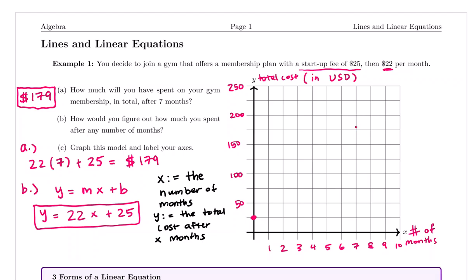So it'd be a little bit more than that. So I'd place it about here. And I can create a line by connecting those two ordered pairs that I've plotted. And so my graph would look something like that. We cannot plug in negative numbers for x, so this is an endpoint, but I can keep going after 10 months, which is why I put an arrow at the other end of my line. So that concludes example 1.